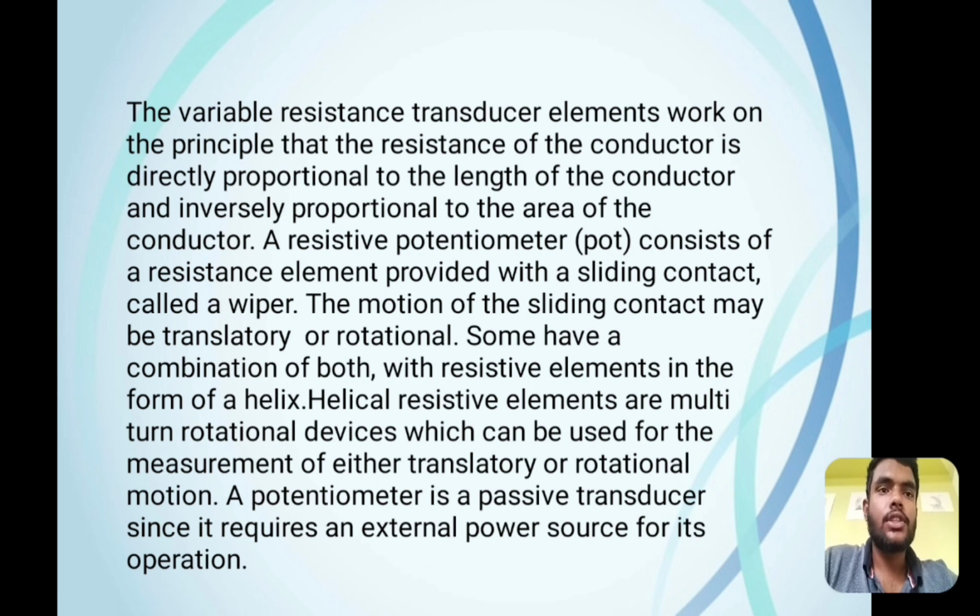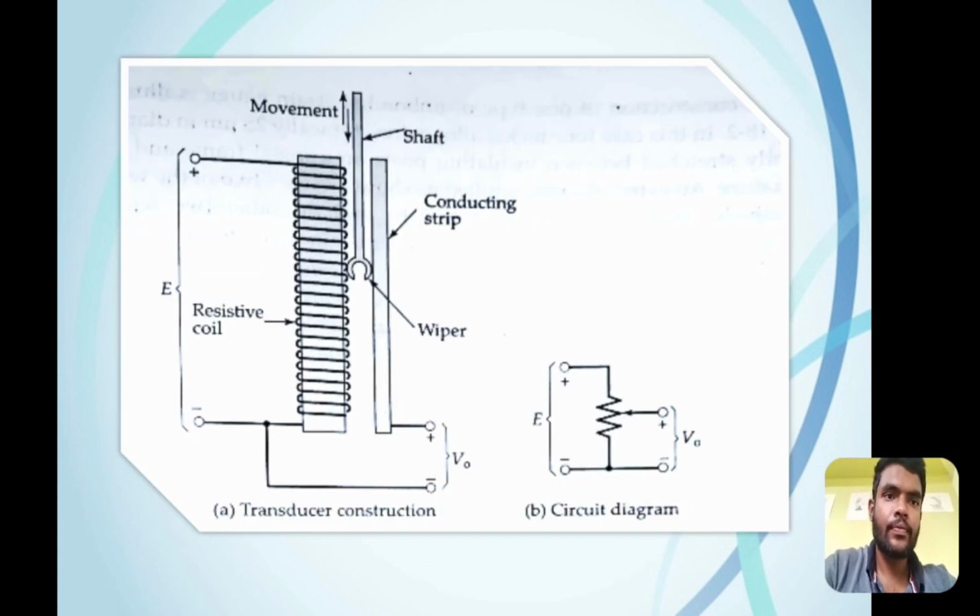The resistive potentiometer consists of the resistance element provided with a sliding contact called a wiper. The motion of the sliding contact may be translatory or rotational. Some have a combination of both, with the resistance elements in the form of a helix. Here we can see the transducer construction and the circuit diagram.